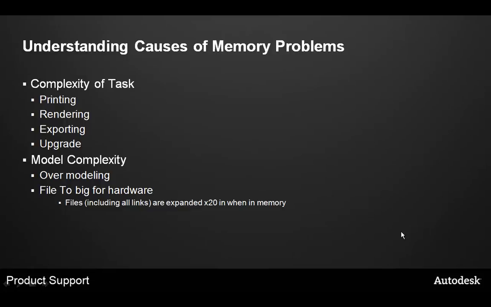Also, check to make sure your file is not too big for your hardware. Files including all links are expanded up to 20 times when they are loaded into memory. This means making sure that your model and your machine are in sync and that your machine has enough memory in order to open the complete file and all links within memory, taking the size of the file, multiplying it by 20 to determine how much memory you need on that machine in order to utilize that file.